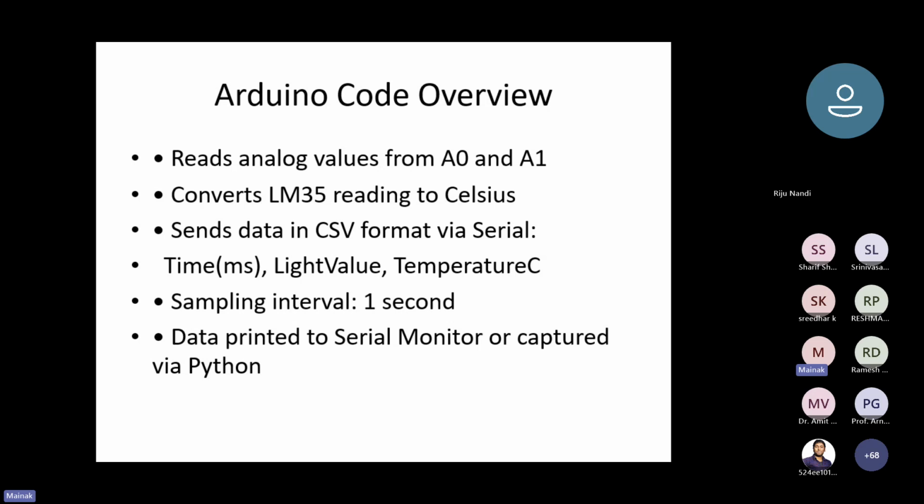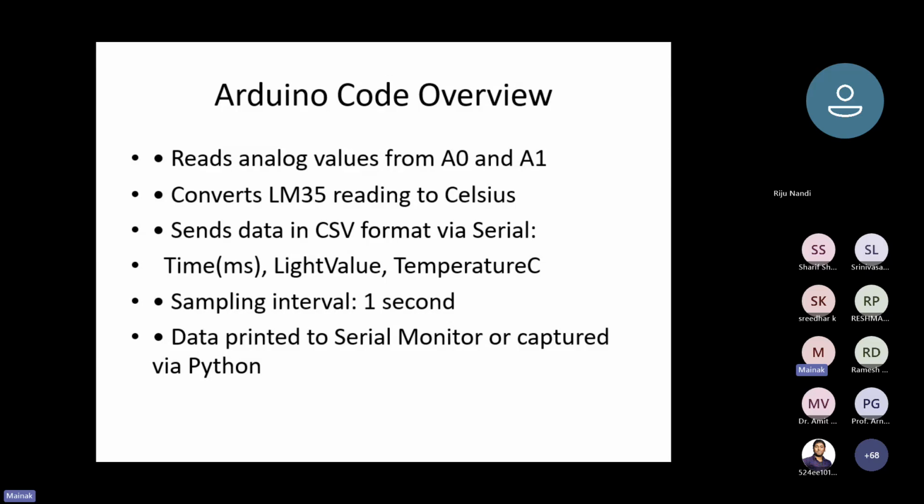First, we read the analog values from the pins like A0 and A1, and convert the LM35 reading to Celsius, the temperature value. It will send the data in CSV format via the serial port, for my case COM3. The time is in milliseconds, then the light value and the temperature in Celsius. The sampling interval is 1 second; every 1 second, the value should change.